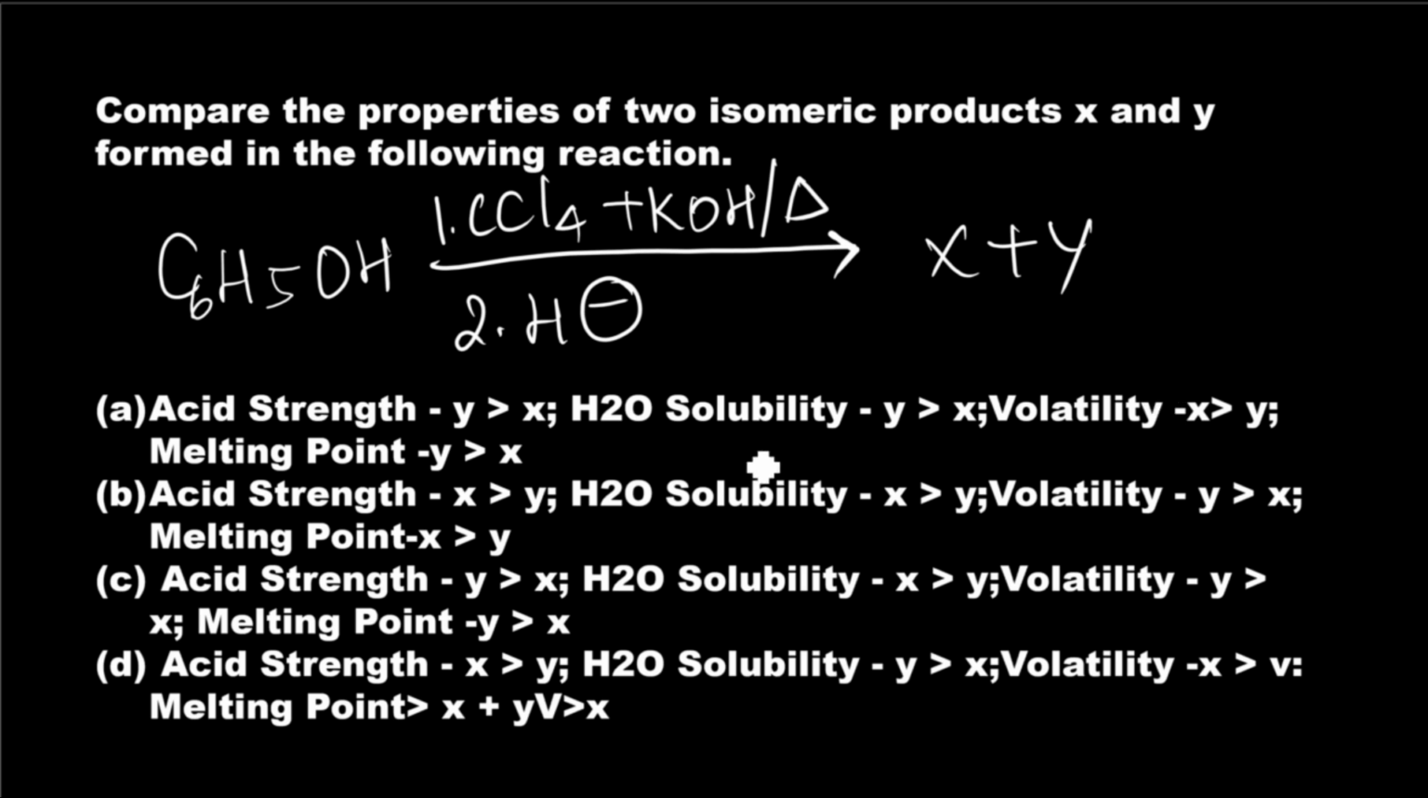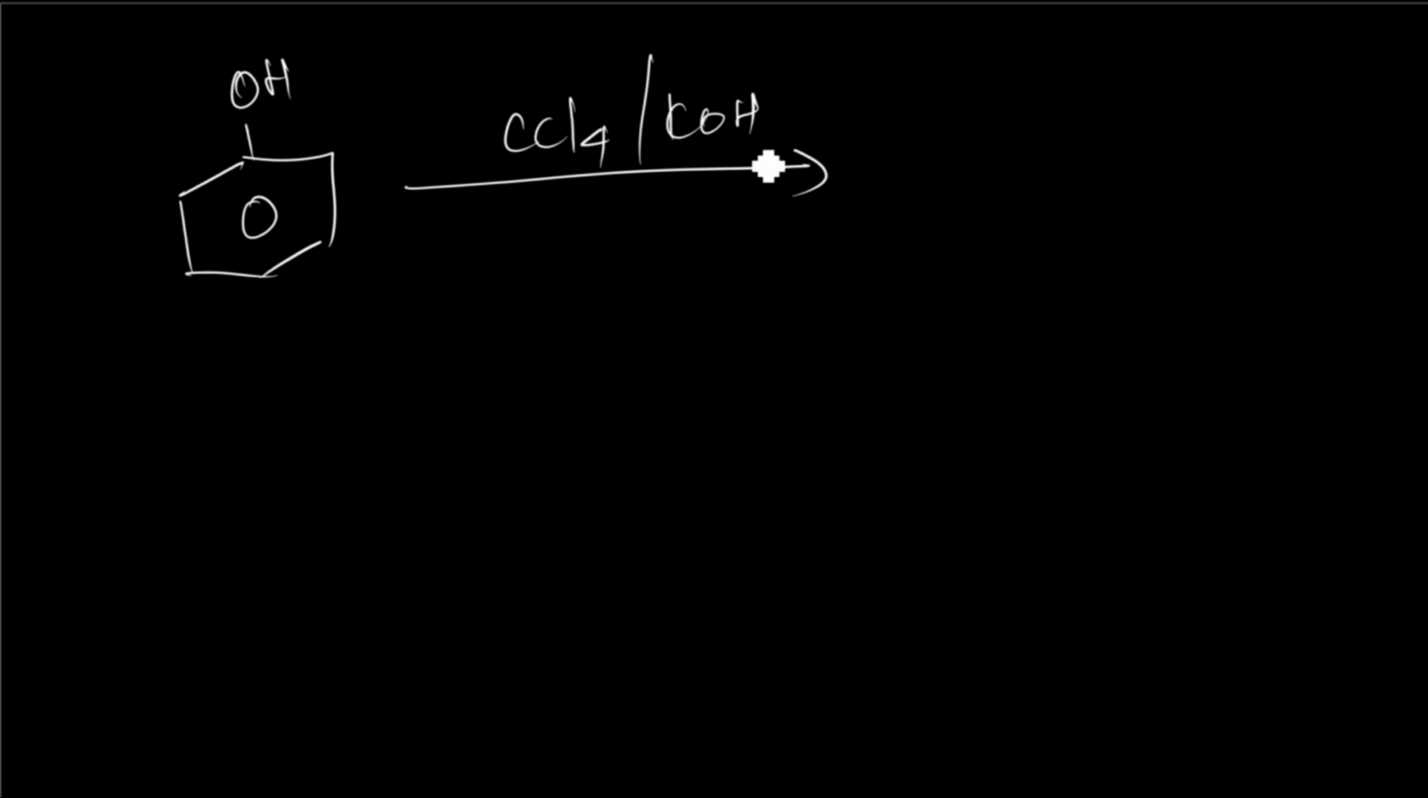Okay, so this is our next question. Compare the properties of two isomeric products X and Y formed in the following reaction. So the reaction is so simple, where I am having phenol with CCl4, KOH. What is this reaction? Reimer-Tiemann, right? It's not Reimer-Tiemann, guys. I would say it's a variant of Reimer-Tiemann.